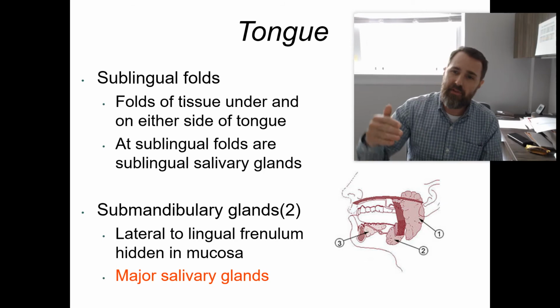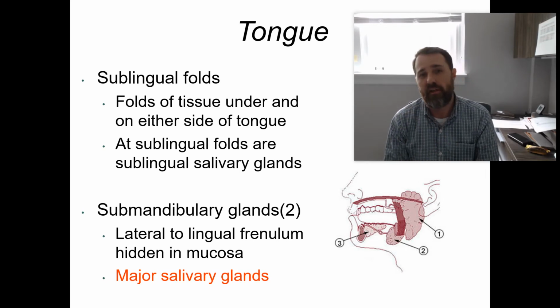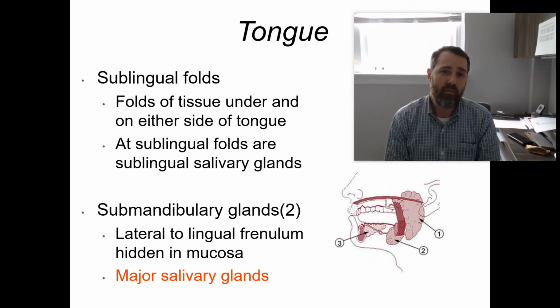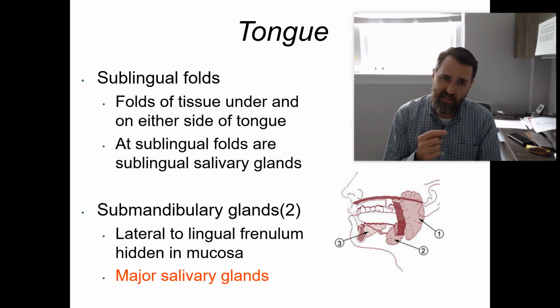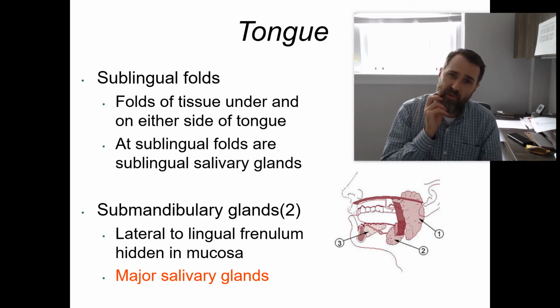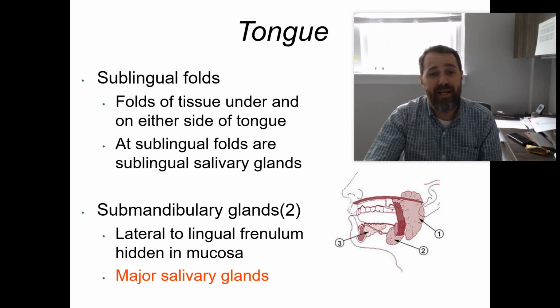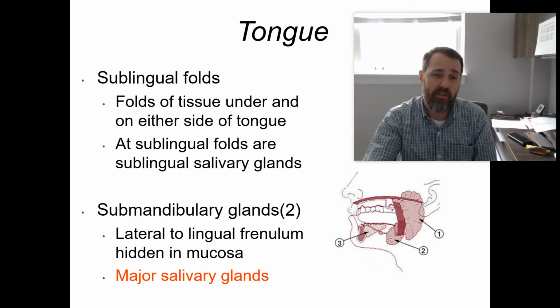If you take the tip of your tongue and put it down towards the floor of your oral cavity, you are going to feel those folds of tissue under your tongue. Those are the sublingual folds. And at the sublingual folds, you have salivary glands that are the sublingual salivary glands. Down further in the soft tissue, closely associated with the mandible, you have the submandibular salivary glands.